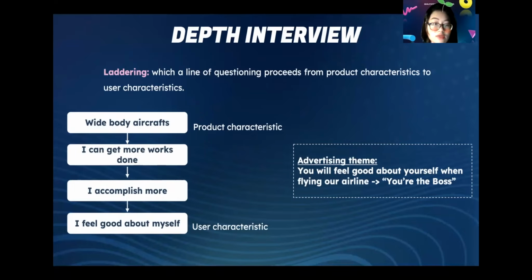So first, coming with the laddering technique. It contains a line of questions proceeding from product characteristic to user characteristic. So for example, imagine that you need a wide body aircraft so that you can get more work done and you'll accomplish more. And for that, you can feel good about yourself. So you go from the product characteristic, which is the wide body aircraft, to your own user characteristic, which is that it will make you feel good. So the advertising theme of this airline brand would be you will feel good about yourself when flying our airline. So that's their communication message.